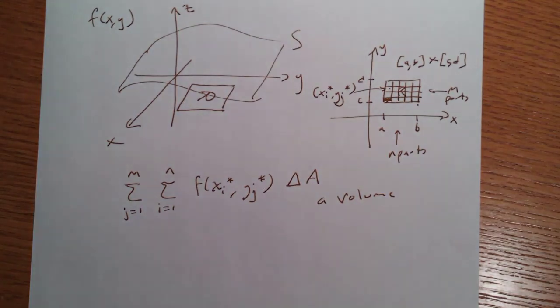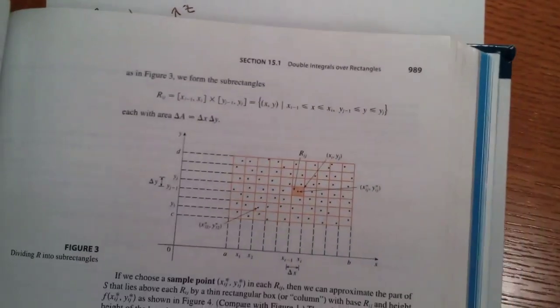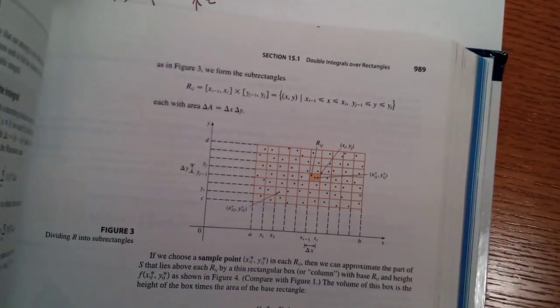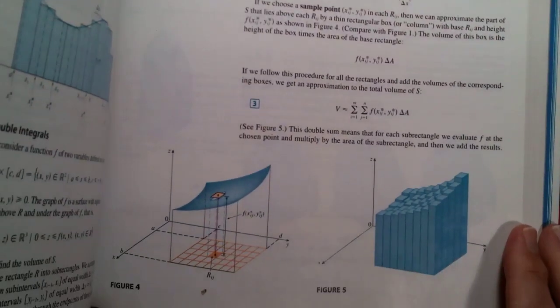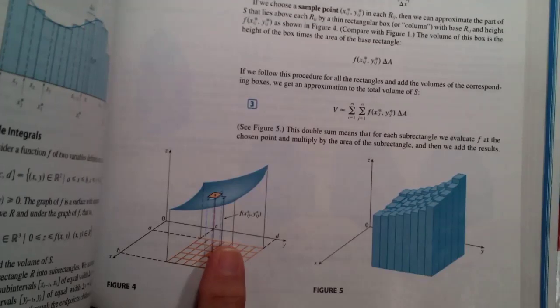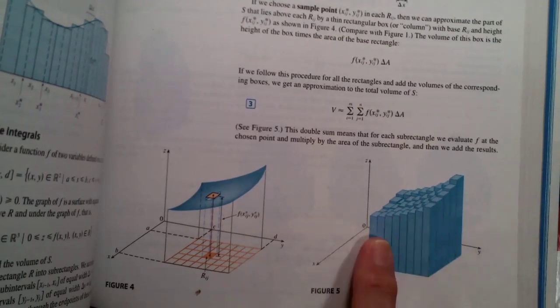Now, again, I have this one. The textbook, page 989, shows our grid in X and Y. And then we take this little rectangle down here in the XY plane and we make a bunch of towers. We add up the volumes of these towers. And here's our volume using this double sum.